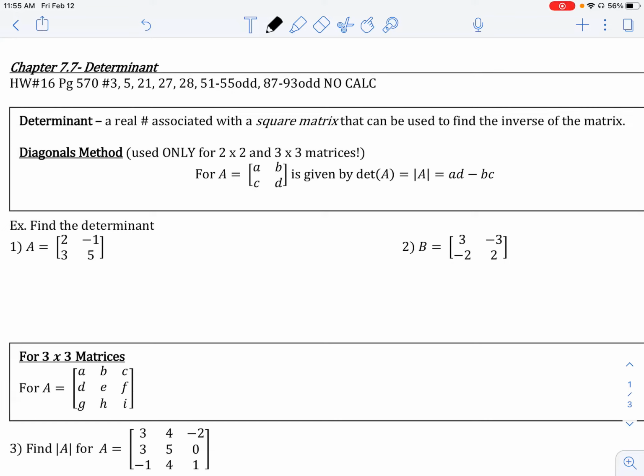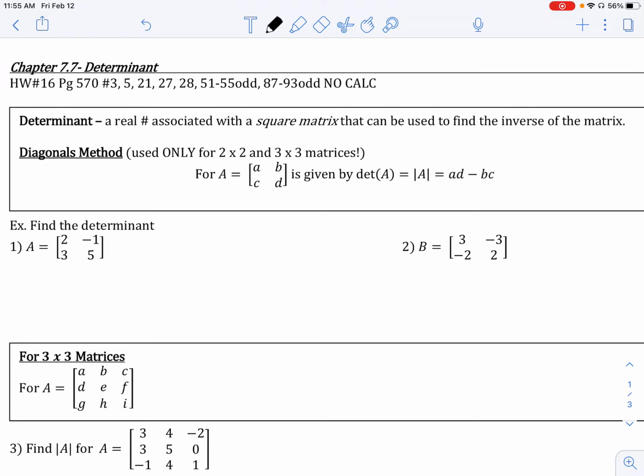Today I want to talk about something called the determinant. The determinant is a real number that is associated with a square matrix that can be used to find the inverse of the matrix. So the whole purpose of this is simply for us to find a number that we are going to use later on when we find the inverse of a matrix.